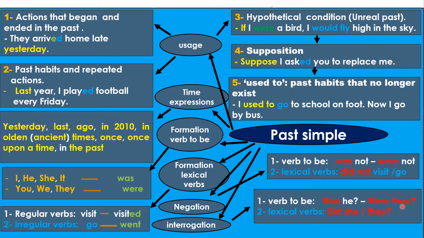They were becomes were they. As for the lexical verbs, we use did. So we say did he, did they, did she, did Ahmed, and so on.